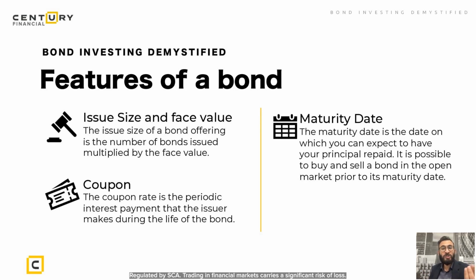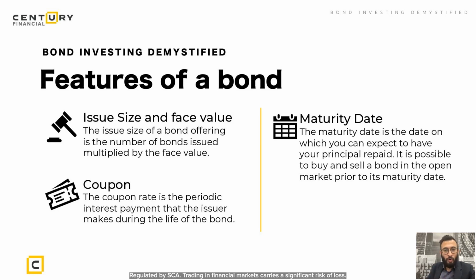The value which is decided by the government or by the issuer of the bond at which they will issue it is called face value or par value. Okay, so it depends on the par value. It could be $100, it could be $1,000.